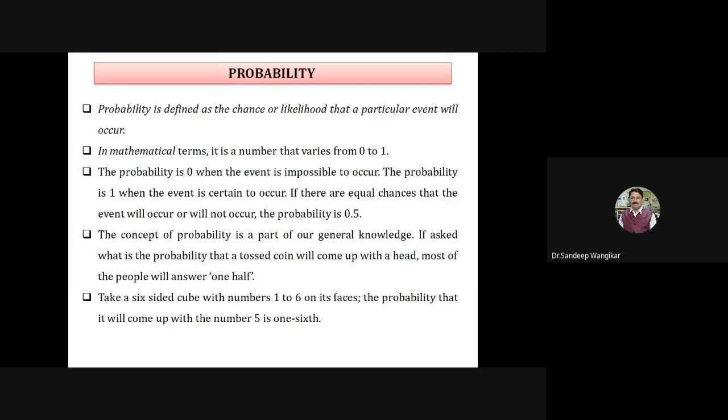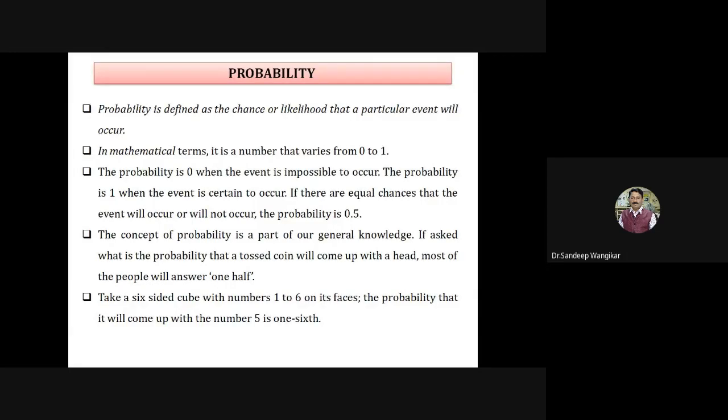When can we say the probability is 0? When the event is impossible to occur. Definitely it is not possible at all to occur. That is probability 0. We call it probability of 1 when the event is certain to occur. Any example you can fit into this and we can give our analysis. If there are equal chances that the event will occur or will not occur, the probability is 0.5.